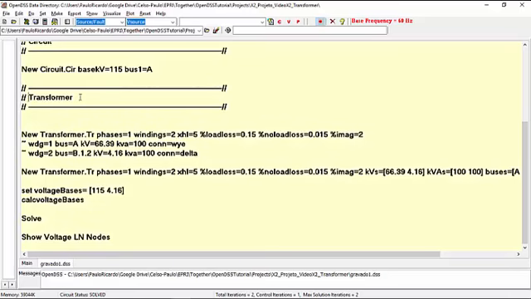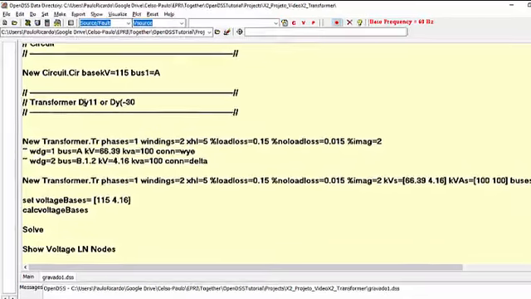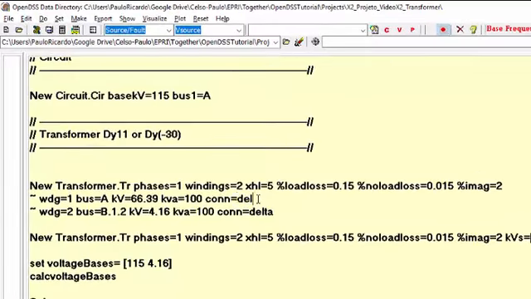Back to OpenDSS, as the primary side of each single-phase transformer is connected between two phases, let's define their connection as delta, and Y for the secondary. The voltage levels of the primary side should be 150 kV and the secondary should be 4.16 kV divided by square root of 3. That is roughly 2.4 kV.